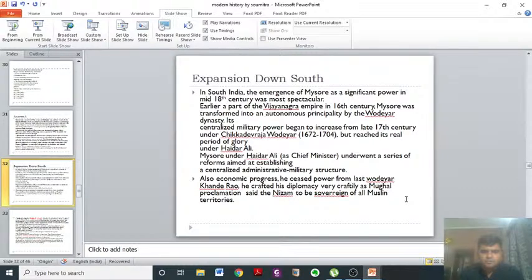Now, we go towards the south, that is the Mysore. Now in South India, why is Mysore important? You will ask. So further you have to see why Mysore is important. Mysore is very important because Mysore controlled large areas. First of all, Mysore was the most prosperous after Bengal.